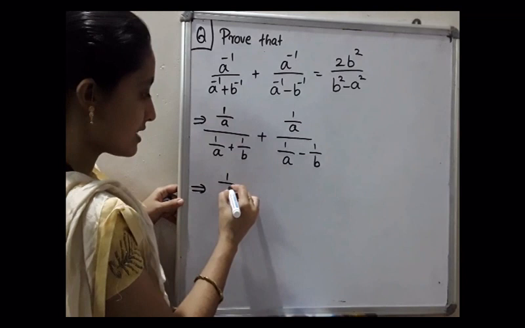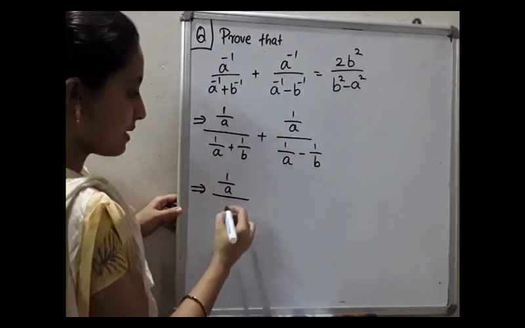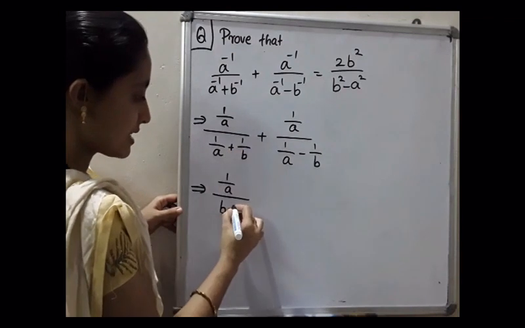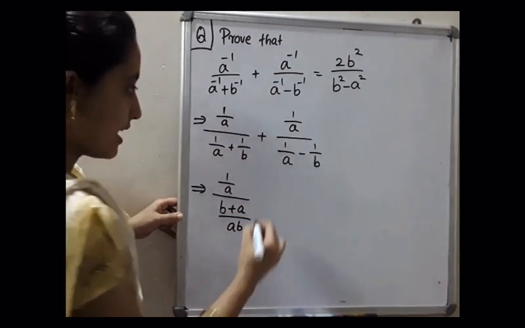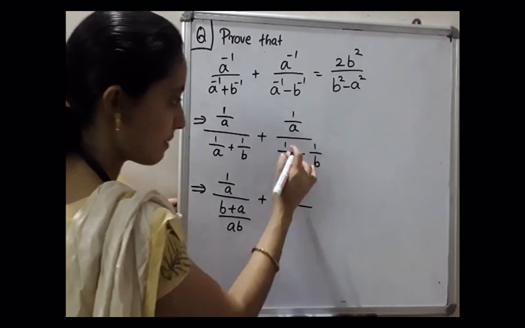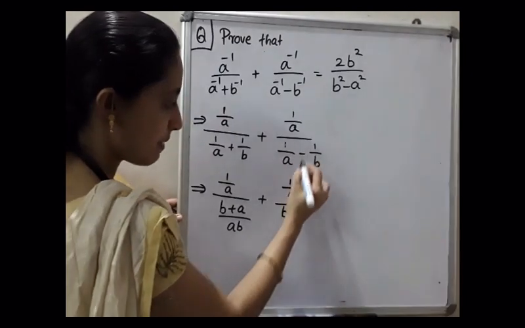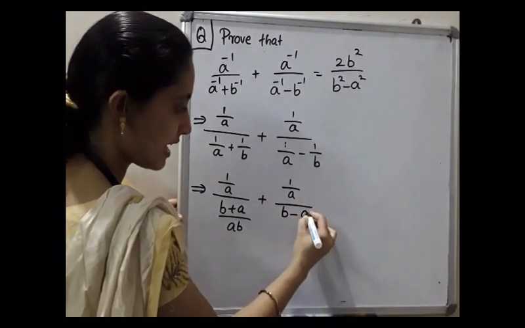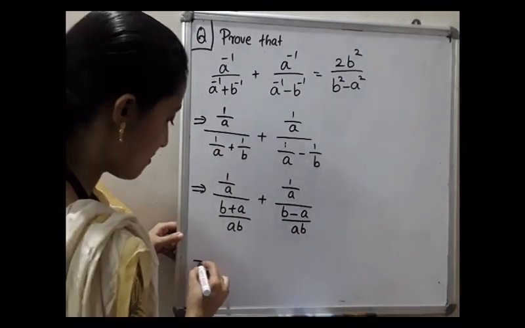So that implies 1 by a, same likewise. Here what can we write? Cross multiplying, 1 into b is b, plus a, by ab. Then plus 1 by a, same, then divided by b minus 1 into b is b minus 1 a into 1 is a, by ab. So that implies reciprocal.